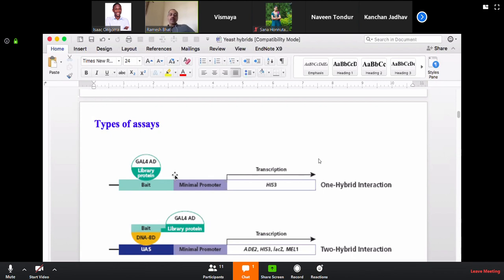Somebody was asking about the specific cis element for GAL4. This element is called UAS, and it's just a 17 base pair sequence. UAS element is what? University of Agricultural Sciences? No, it is called the upstream activating sequence. The length is just 17 base pairs, and it is present somewhere in the promoter region of those genes. So that is called the UAS element.